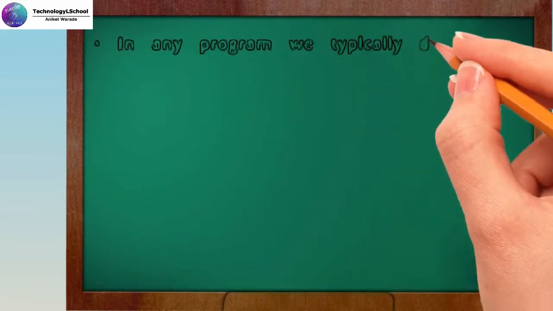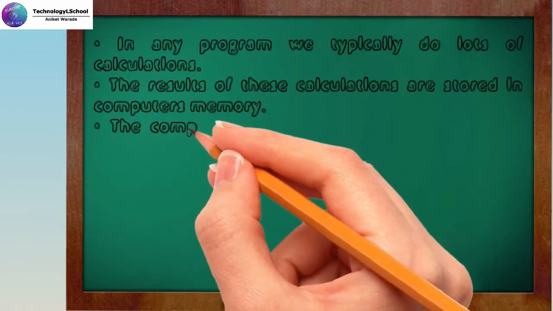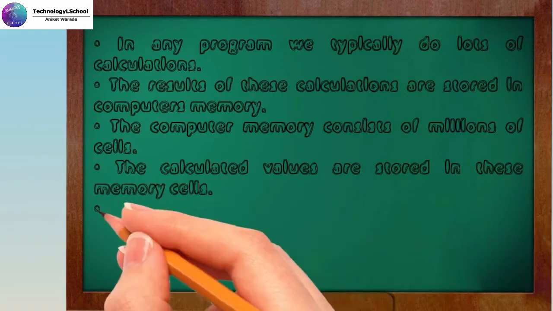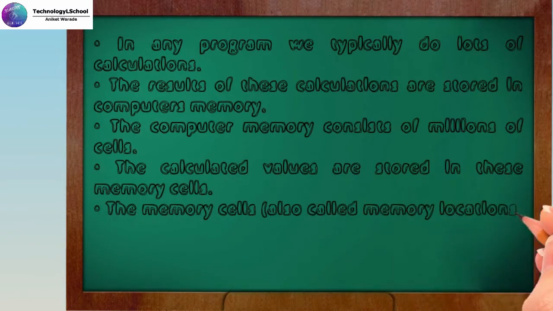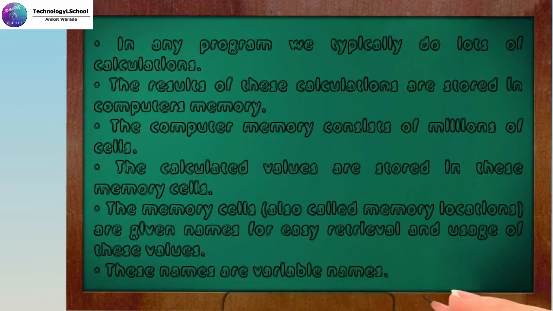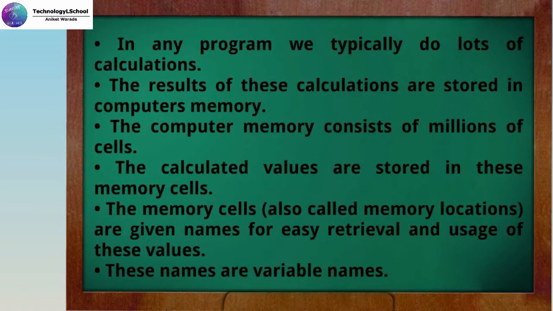In any program, we typically do lots of calculations. The results of these calculations are stored in computer's memory. The computer memory consists of millions of cells. The calculated values are stored in these memory cells. The memory cells, also called memory locations, are given names for easy retrieval and usage of these values. These names are variable names.